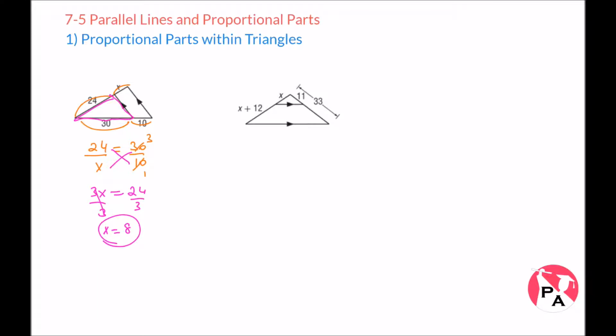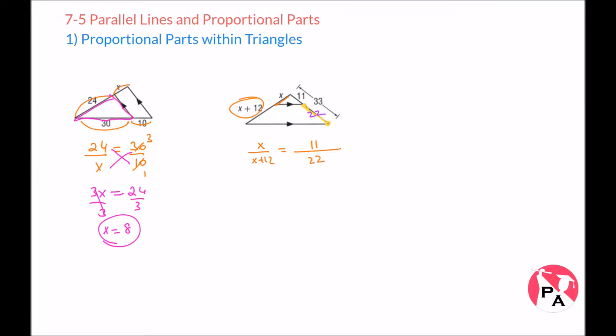The second example is almost the same. First, I'm going to figure out the length of this segment. So the whole thing is 33. From this point to that point is given 33. And this small piece is 11, so if we subtract them, we get 22 for this yellow segment. Now I'm going to do the same thing to set up the proportion. X over x plus 12 equals 11 over 22.